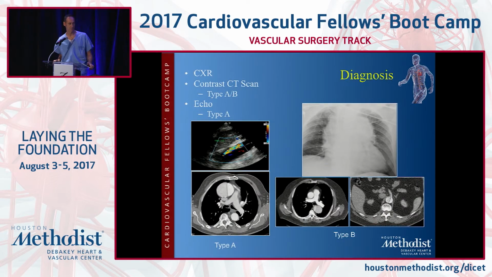If you go through some of the diagnostics, of course, you can do a chest x-ray. You can see widening of the mediastinum, as you see in that picture, but that's not obviously your mainstay in how you're going to diagnose these. Contrast CT is probably the most common, and then echo or TEE, particularly for type A dissections.